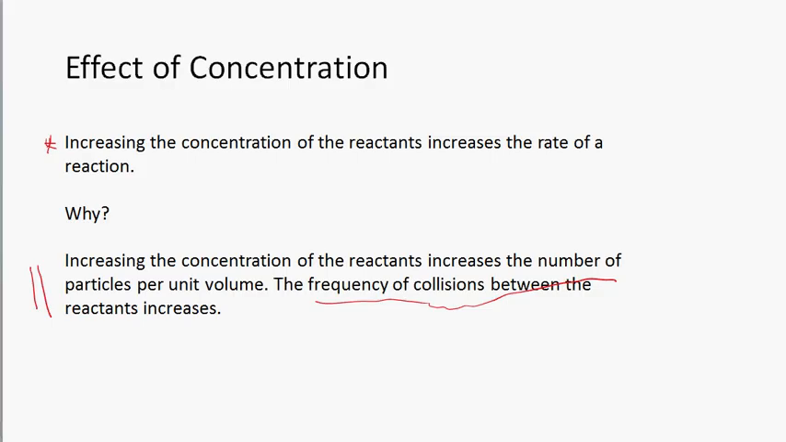So what we are saying is that once we increase the concentration of the reactants, the rate of the reaction will increase. And why? We increase the number of particles per unit volume, and this therefore increases the frequency of the collision between the reactants, and hence the rate increases.